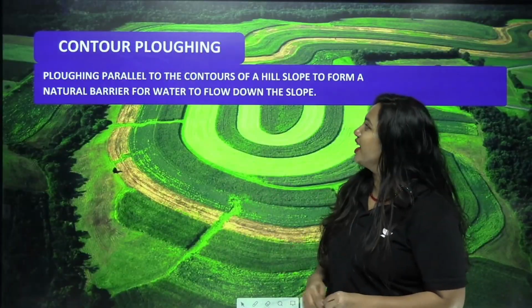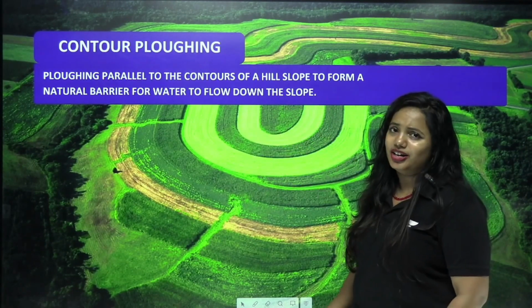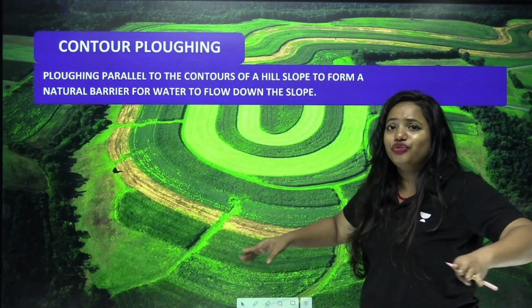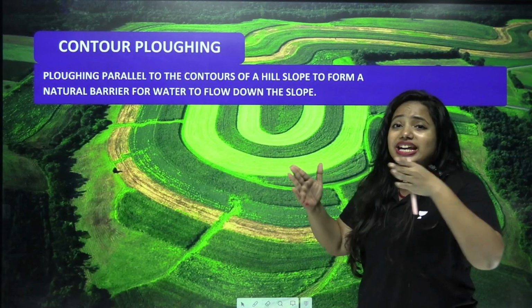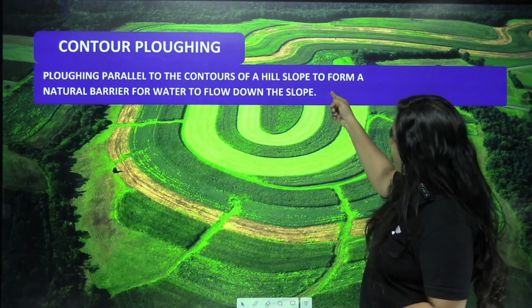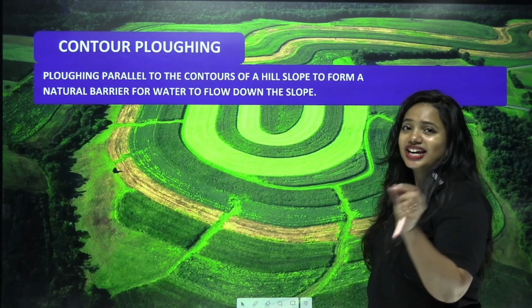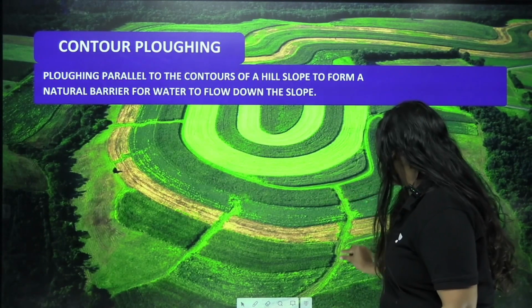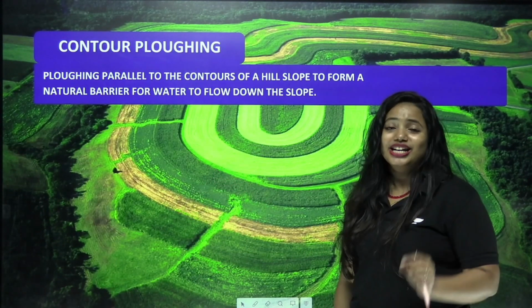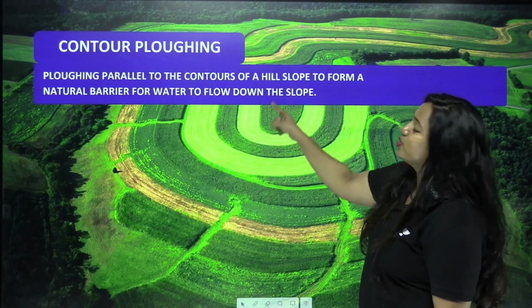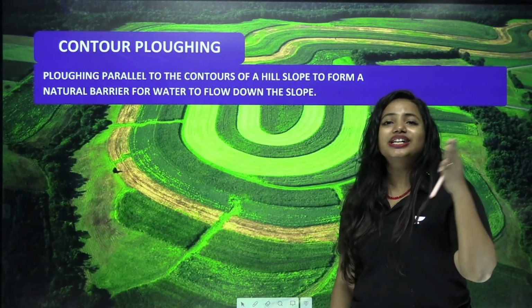And here is the next one. Contour plowing. Plowing parallel to the contours of hill slope to form a natural barrier. So based on the hill shape itself, the contouring is being done. How? The plowing is done based on the hill slope so that it can create natural barriers like these. Clear? And there are certain pathways created to remove water out of these farmlands. So this is a method used in contour plowing. So this is also one of the finest methods of preventing soil erosion.